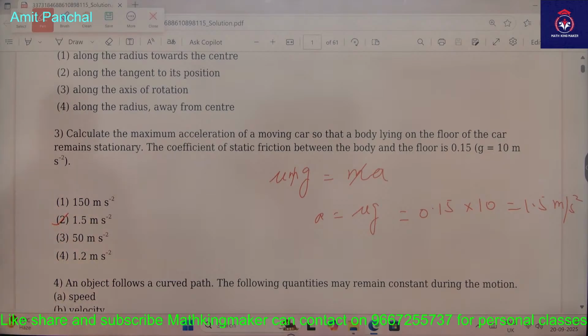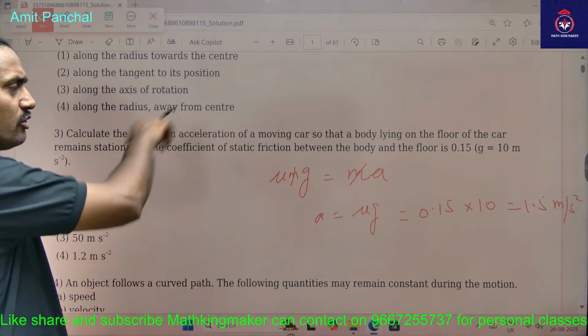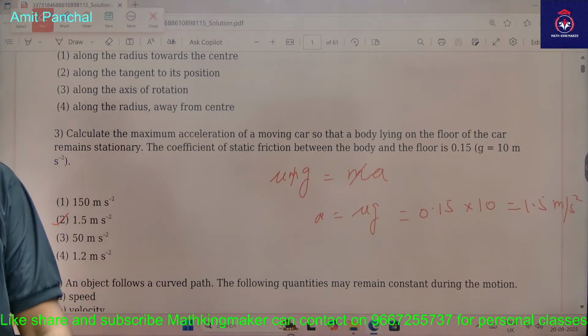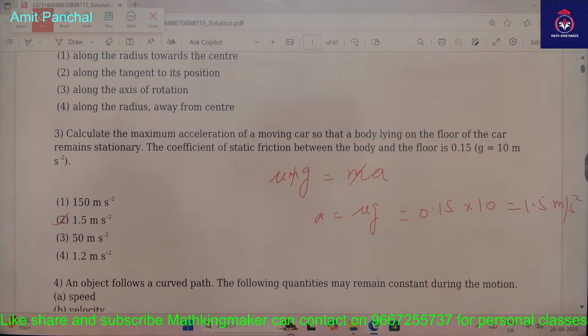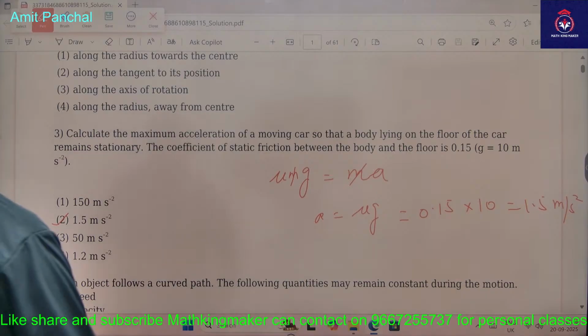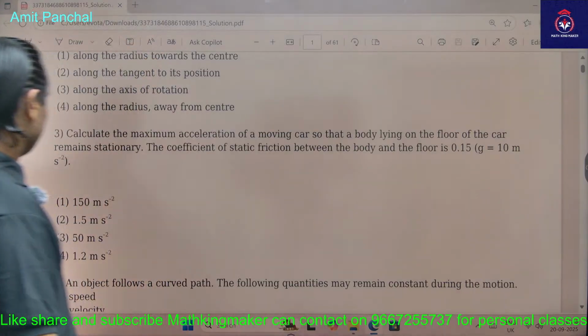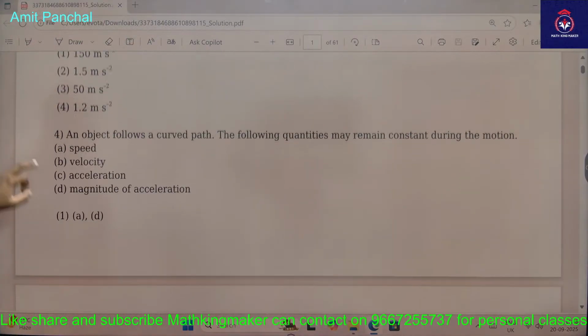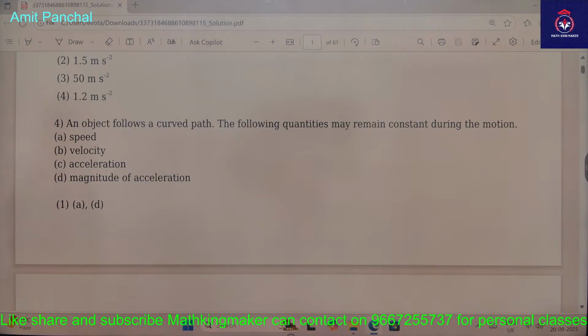One second. But actually it should be clearly written that the car is moving in a circular motion. Yeah. Okay. Clear? Okay, very good. Any doubt in fourth? No. Okay.